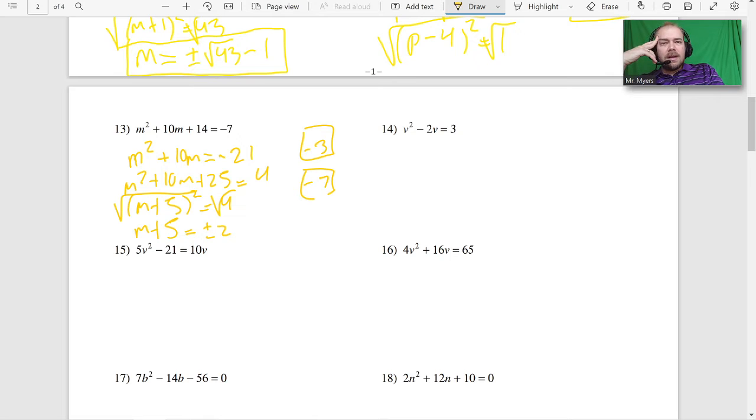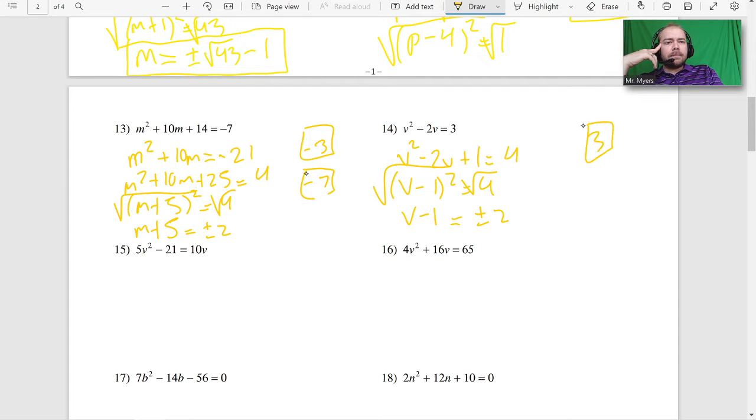So step 3, completing the square. Negative 2 over 2 is negative 1, squared is 1. So add 1 to both sides. V minus 1, squared. Square root. V minus 1 is equal to, square root of 4 is 2, so plus or minus 2. We're going to add 1 to both sides, so 2 plus 1 is 3. Negative 2 plus 1 is negative 1. All right.